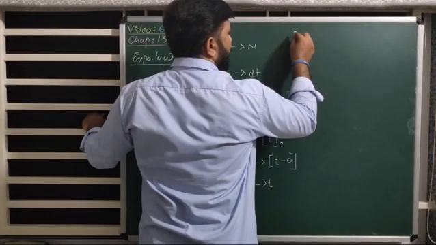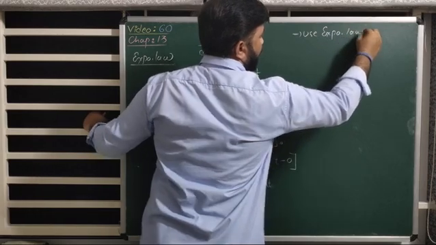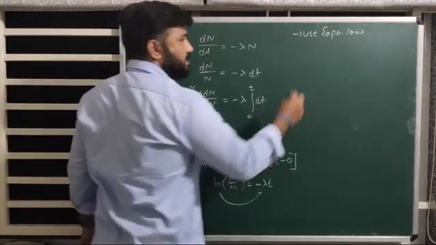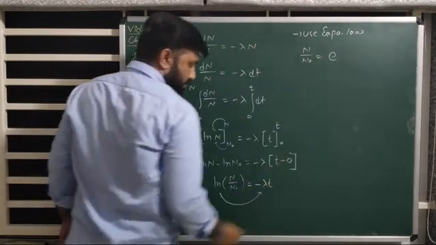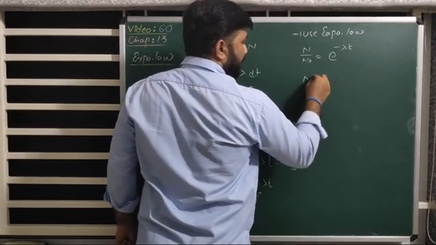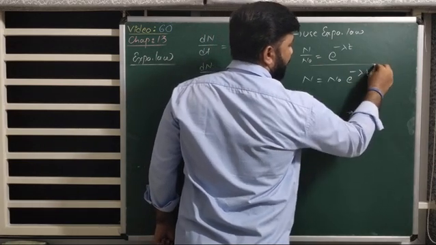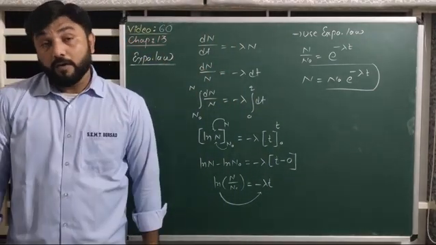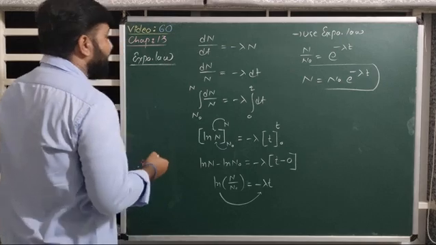Here apply the exponential law. When you use the exponential law like this, N by N0 is equal to e raised to the exponential term minus λt, and from that N is equal to N0 e raised to minus λt, right? So this is the exponential law. Clear? By using the exponential law, there are two more theories.